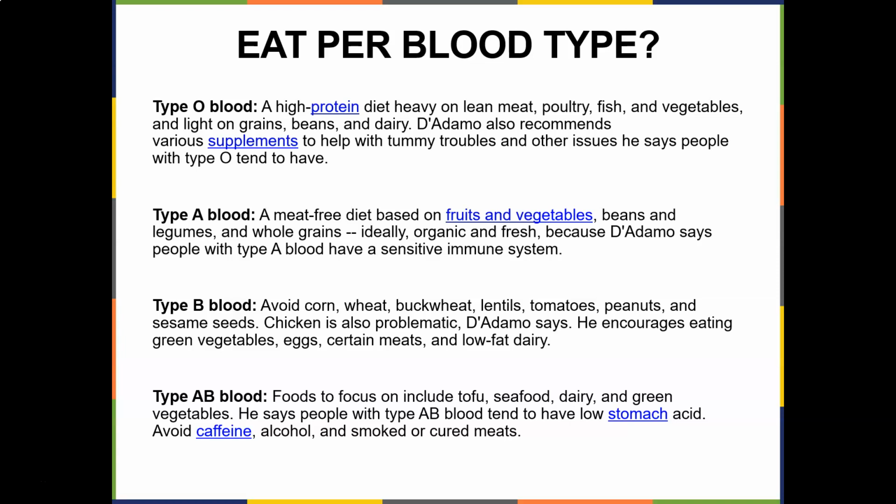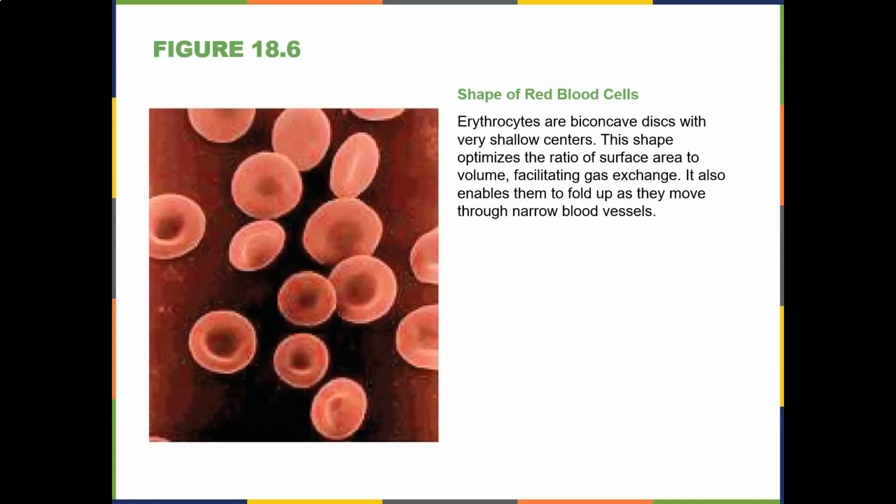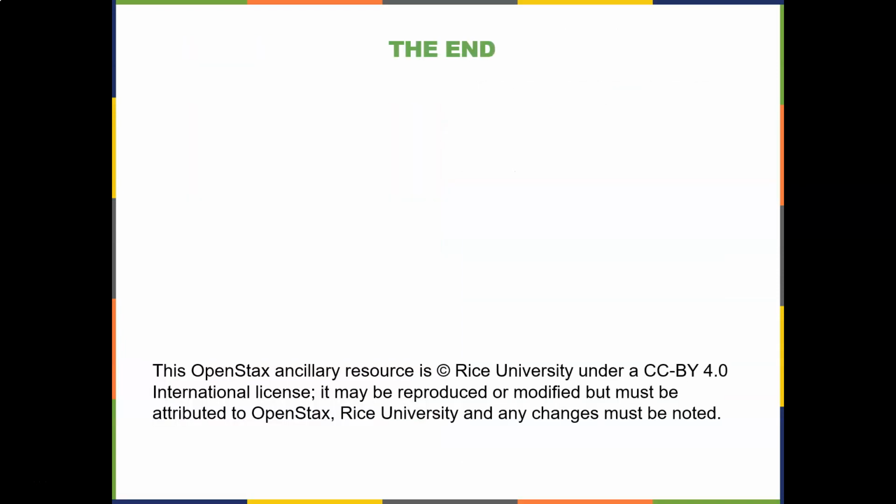Now, type AB blood, which is rare anyway, but foods to focus on include tofu, seafood, dairy, and green veggies. He says people with type A tend to have very low stomach acid, so you should avoid alcohol, caffeine, and smoked meats. Okay. All right. There's the shape of the red blood cells and the end.